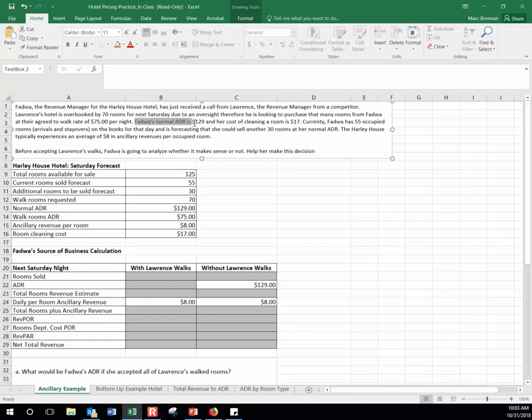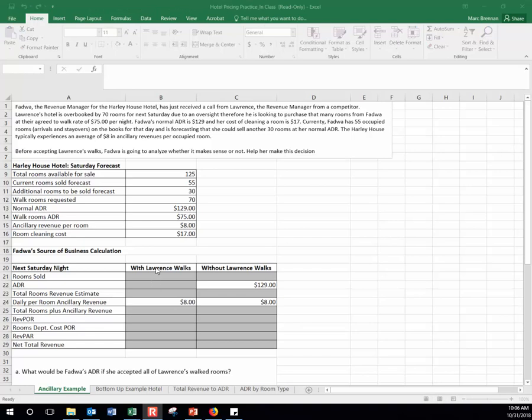Fadwa's normal ADR is $129, and the cost of cleaning a room is $17. That would be a variable cost, right? Currently, Fadwa has 55 occupied rooms, arrivals and stayovers on the books for that day, and is forecasting that she can sell another 30 rooms for her normal ADR. The Harley House typically experiences an average of $8 in ancillary revenues per occupied room. So before accepting Lawrence's walks, Fadwa is going to analyze whether it makes sense or not, and we're going to help Fadwa make this decision.